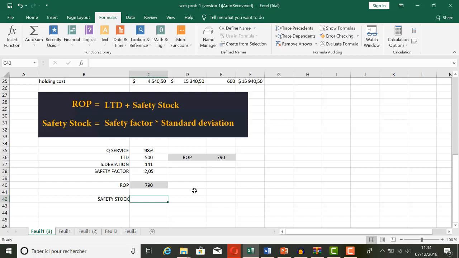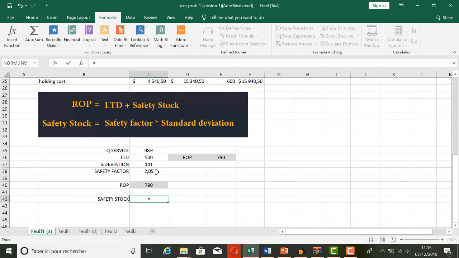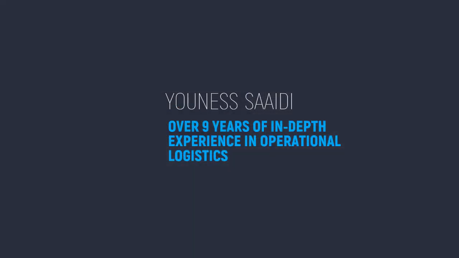And here we have the whole problem done. We have 24 procurement cycles in which we are confident to deliver at a rate of 98%. And each time the inventory reaches a quantity of 790 items, we are going to order a container of 10 foot, which corresponds, by the way, to our economic order quantity of 447. That's it. Thank you, and see you in the next video.